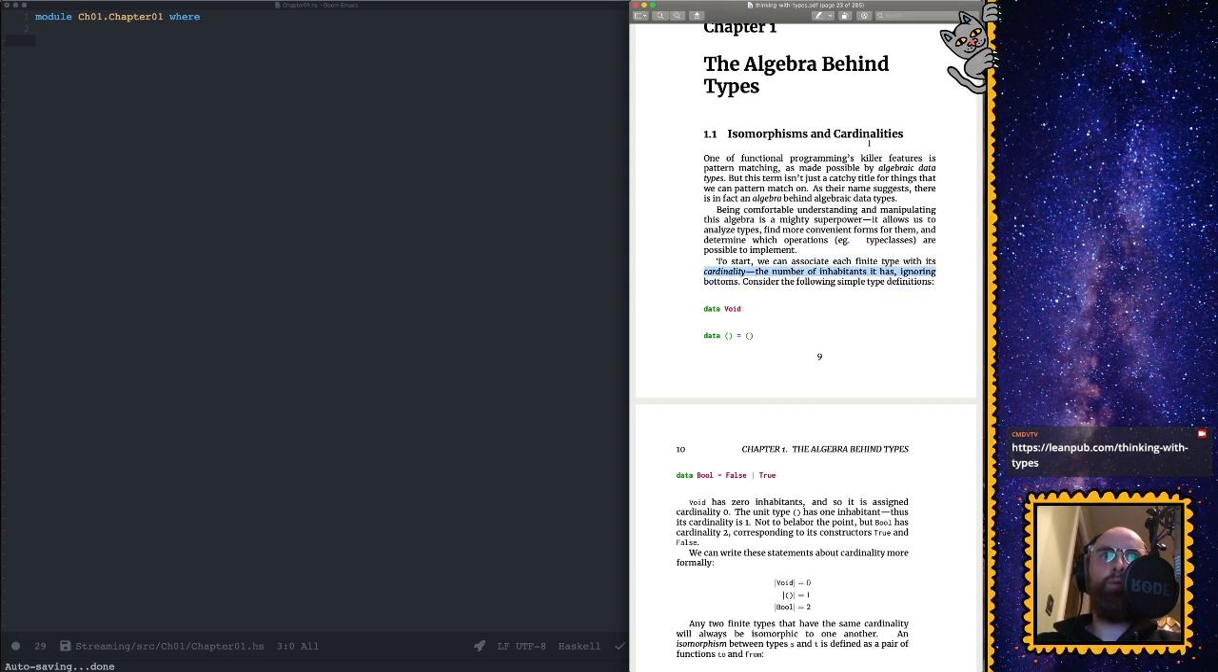So this is what this chapter is about, cardinality: the number of inhabitants it has, ignoring bottoms. Well, we can always ignore the bottoms. So consider the following simple type definitions. So we have data Void.